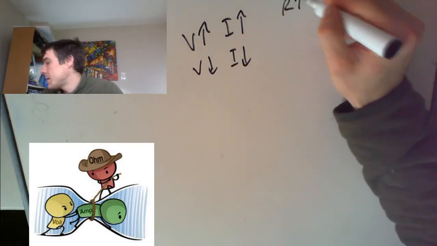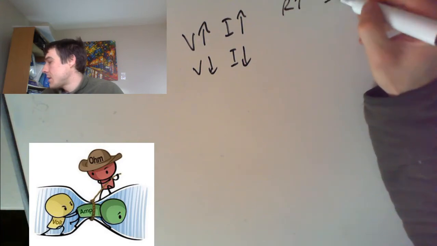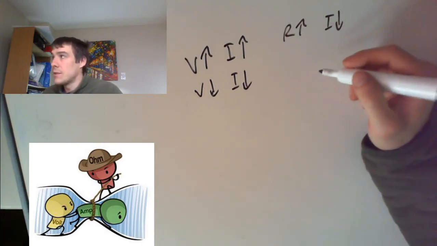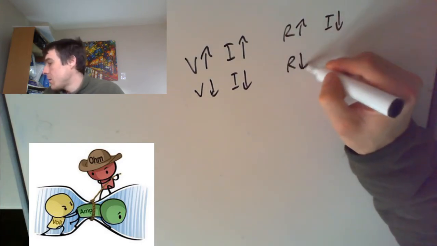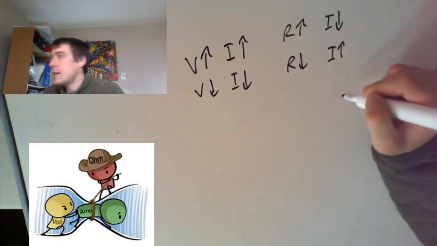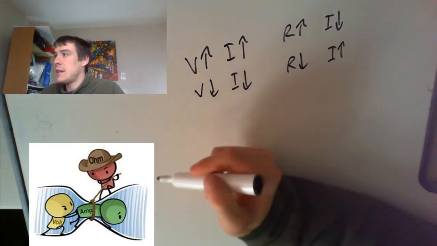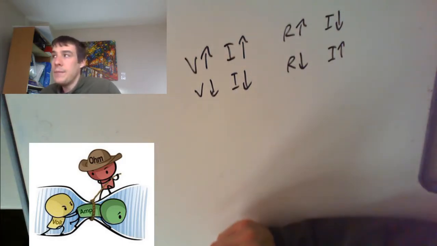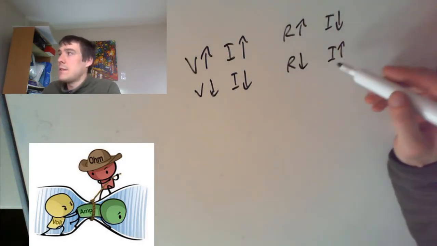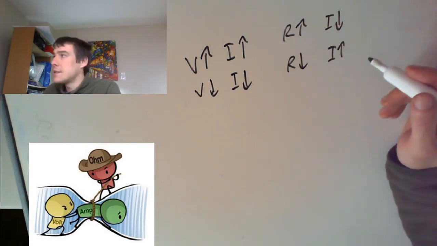And when you raise the resistance, the current goes down because there's more resistance. And when you lower the resistance, the current goes up. Again, same idea. Remember, resistance is how narrow it is, how much stuff is in the way. So when you lower it, obviously you're going to have a faster current because there's less stuff in the way.